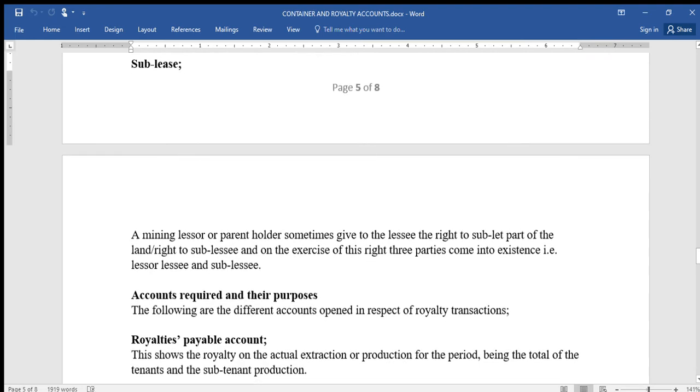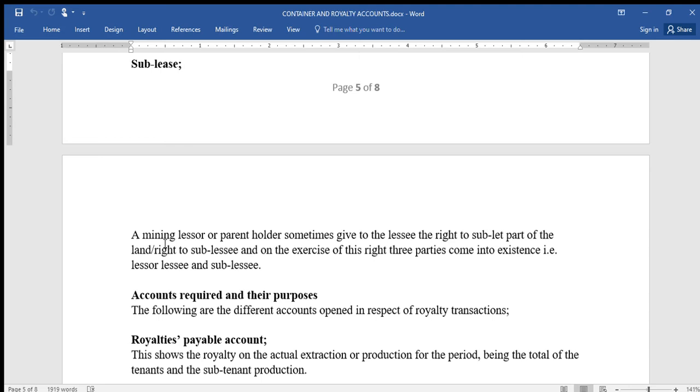In subleasing, a remaining leaser or patent holder sometimes gives to the lessee the right to sublet part of the land, or the right to sublease, and on the exercise of this right, three parties come into existence: the leaser, the lessee, and then the subleasee. Here, the tenant is also given a right to give another person that right.